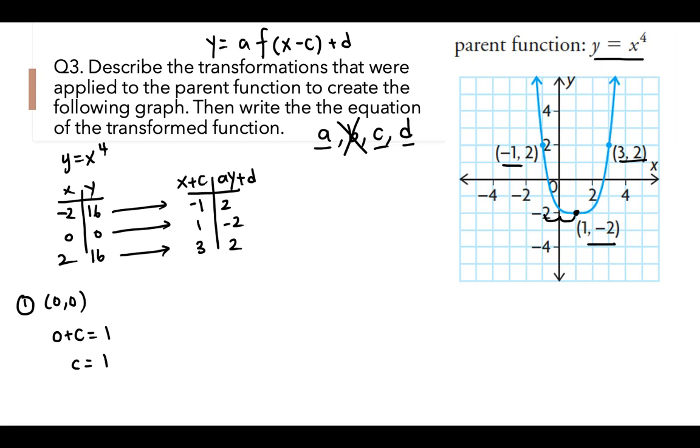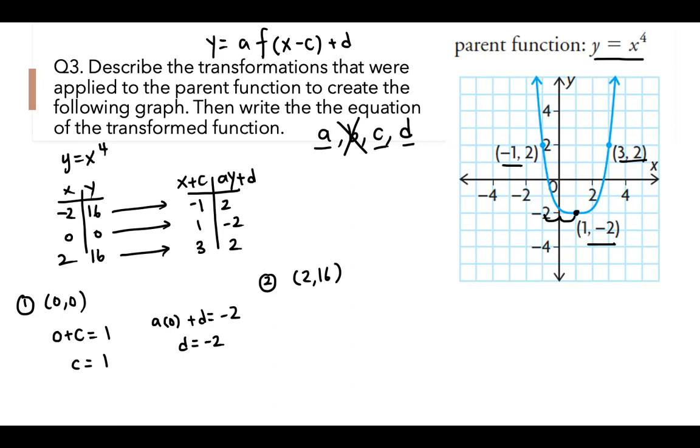Then let's see, I'm going to plug in a and y. So a times y, which is 0, plus d is equal to -2. So a times 0, unfortunately, this cancels out. So d is equal to -2. Okay, now we can definitely use the second point over here, (2, 16). So let's use this.